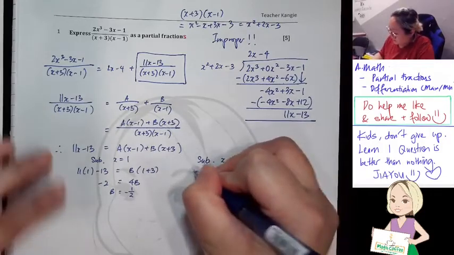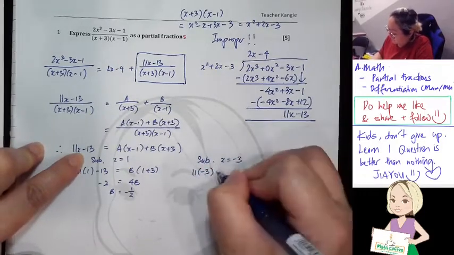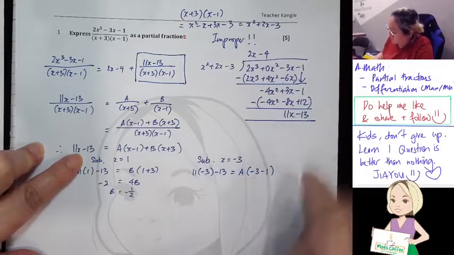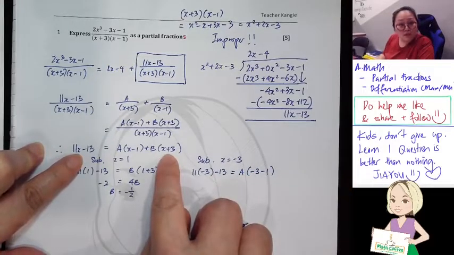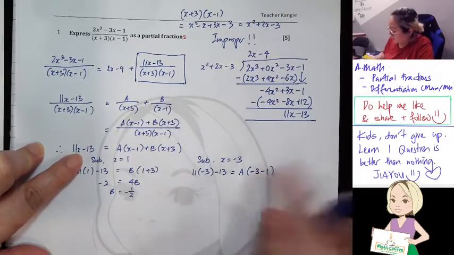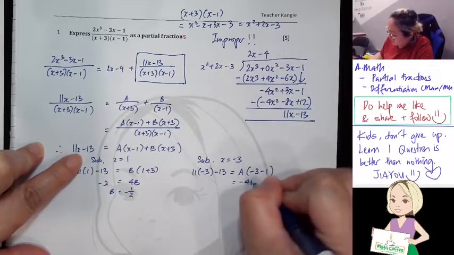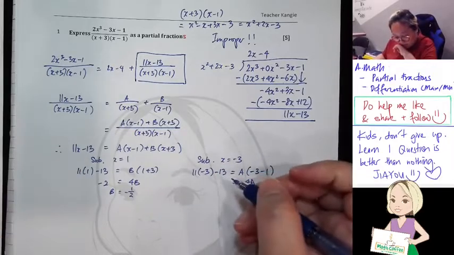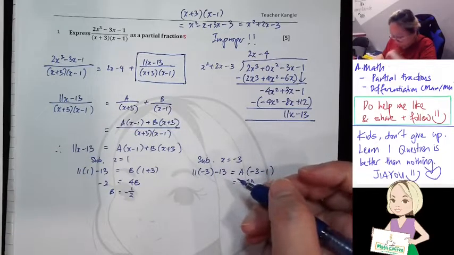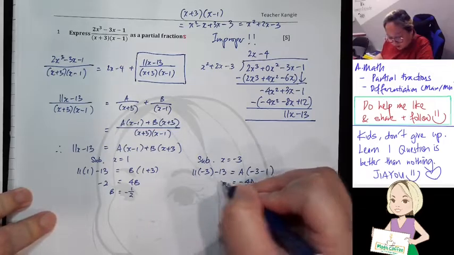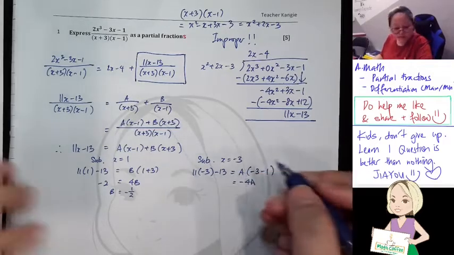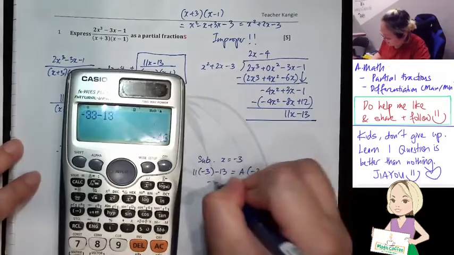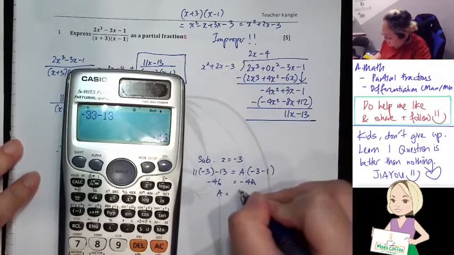So now I have 11 times minus 3 minus 13 equals to a times (minus 3 minus 1). Minus 3 plus 3 is 0, so the b disappears. So I'm only left with this. I have minus 4a equals to minus 33 minus 13, which will give me, calculator, minus 46. So my a will become 23 over 2.